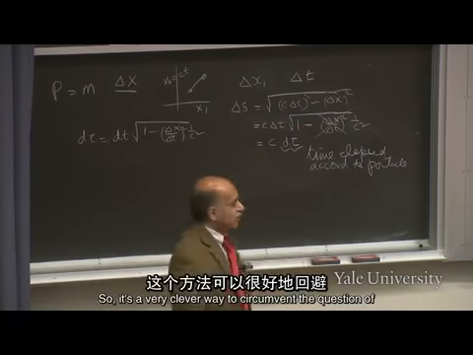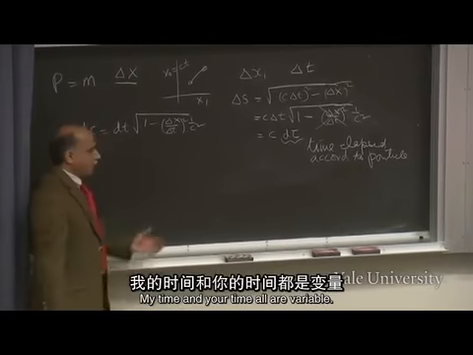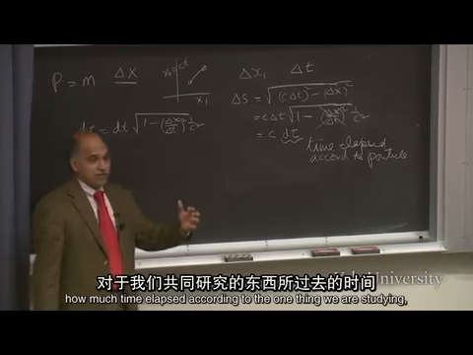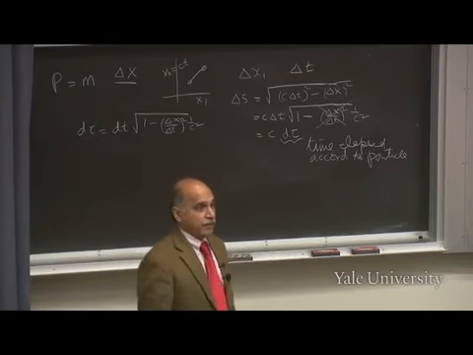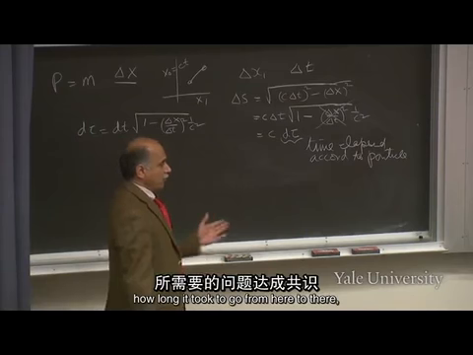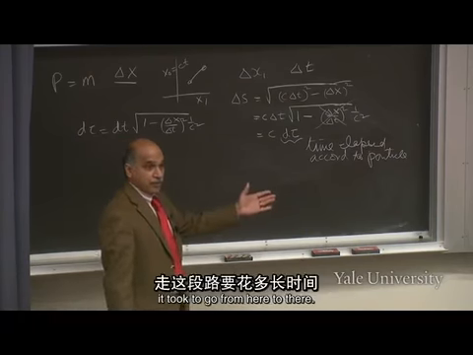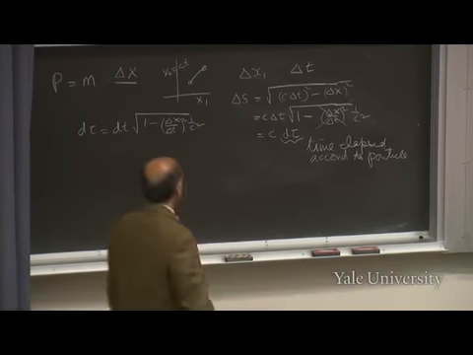So it's a very clever way to circumvent the question of what shall I take the derivative with respect to. My time and your time are all variable. We don't agree on it. But let's ask how much time elapsed according to the one thing we are studying. Let's divide by that time. That answer will be the same because you and I may not agree on how long it took to go from here to there, but we can all ask how long did the particle say it took to go from here to there. We're talking about the same thing, and we'll get the same answer.